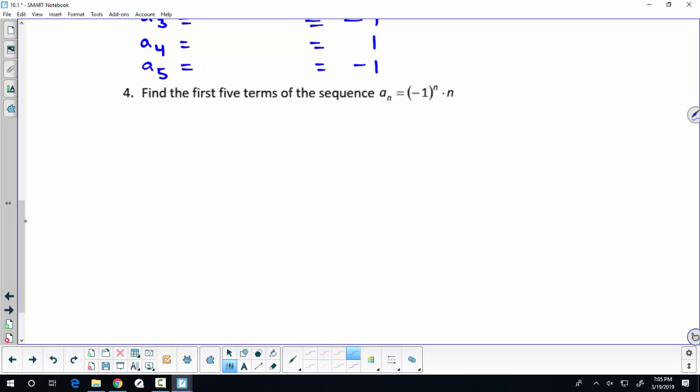First 5 terms for the sequence -1 to the n times n. What's the first term there? -1 to the 1 times 1, which is -1. The second term?